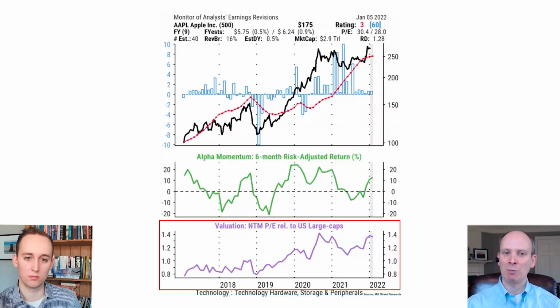So it's expensive relative to where it normally trades, and the revisions aren't as strong as they used to be, or as some other companies. So that puts it in the middle. It's not the best, but it's also not negative. So that's why it ranks in the middle now.